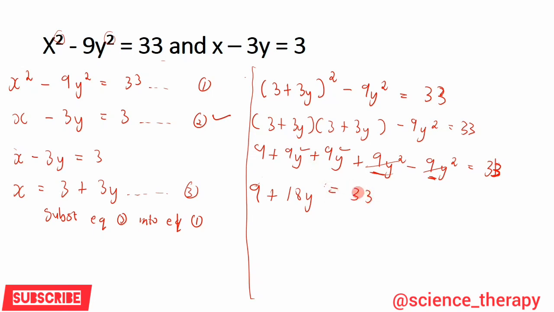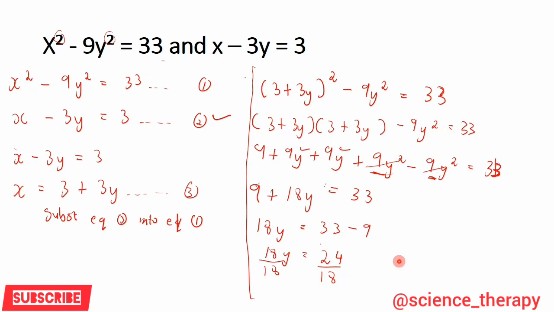Now at this point, what do you want to do? You want to isolate the term with the variable y, and then take the 9, the constant, and transpose it to the other side. So we have 18y is equals to 33 minus 9, right? So what does it give you? If you say 33 minus 9 in your calculator, that's 24, right? Then what number can we divide by? Obviously we're going to divide by 18. Divide by 18, right?